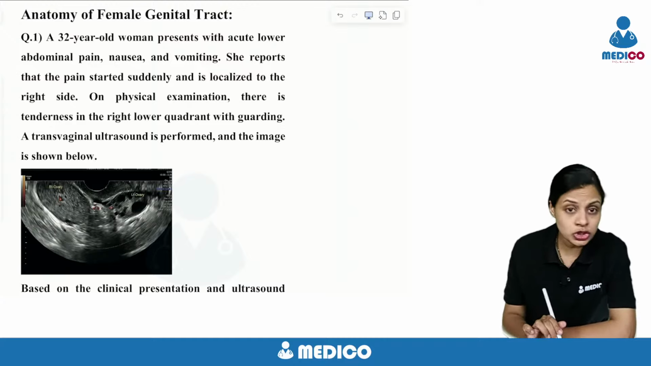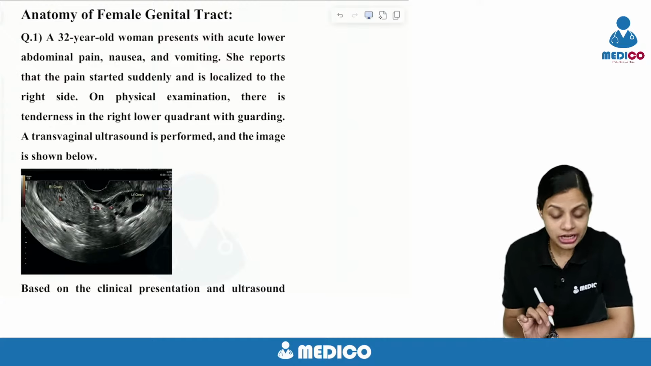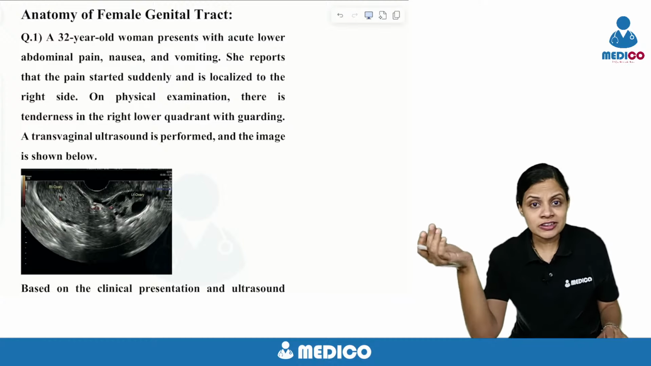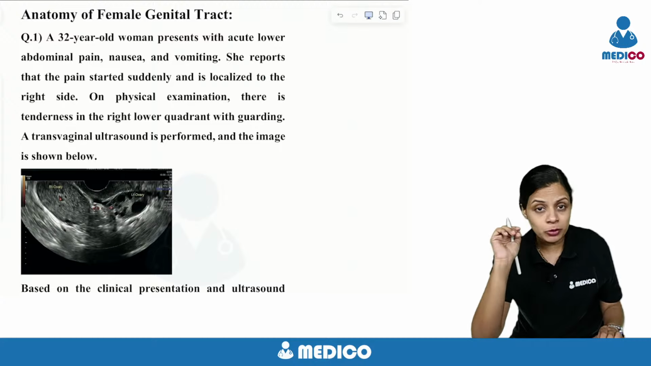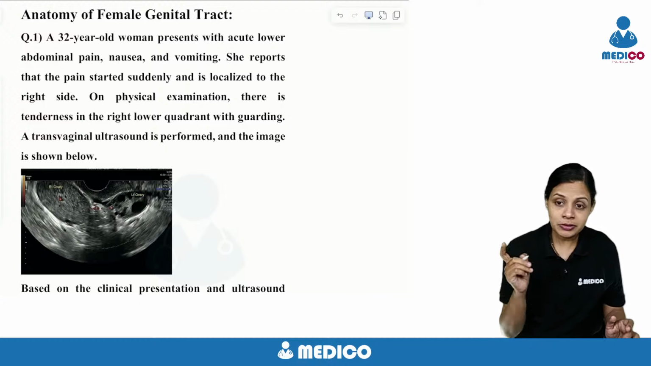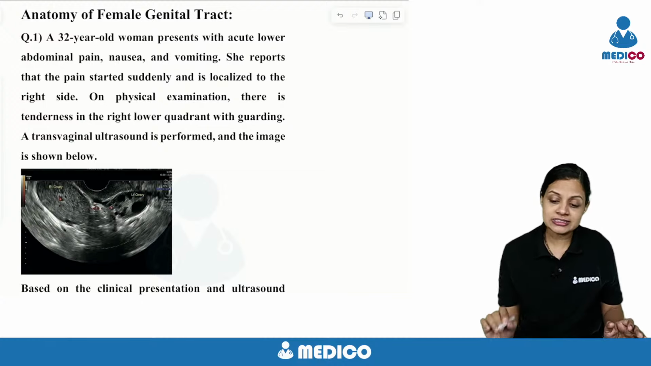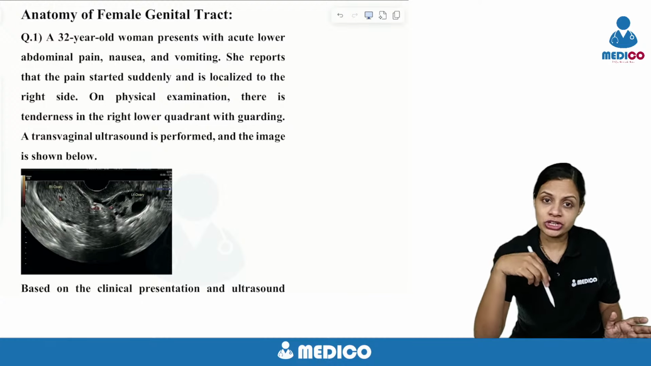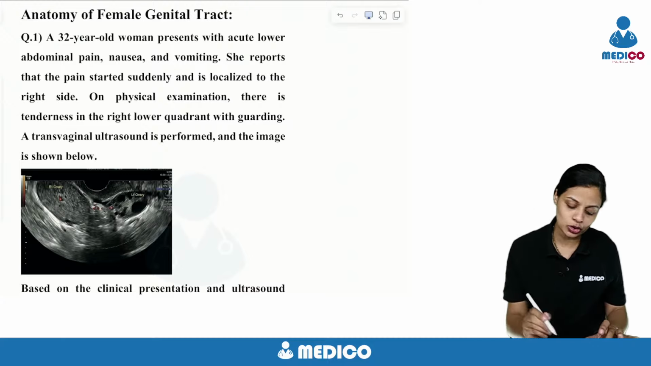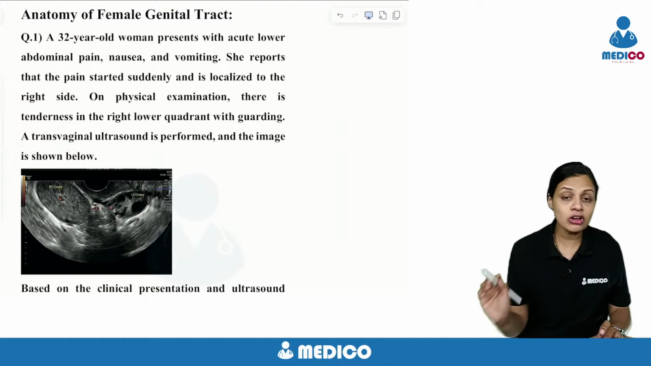Now, we have two other choices, anovulation and luteal phase defect. What is luteal phase defect? Luteal phase defect means there is inadequate progesterone production by the corpus luteum. It may present like this, but one important thing is that in the case of luteal phase defect, the progesterone levels will not be significantly low. So, we arrive at an answer of anovulation.